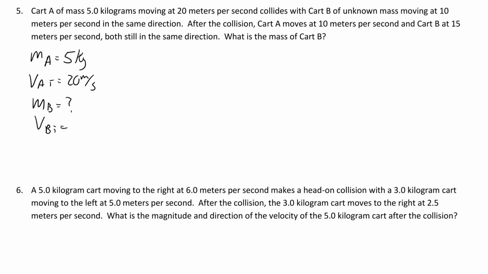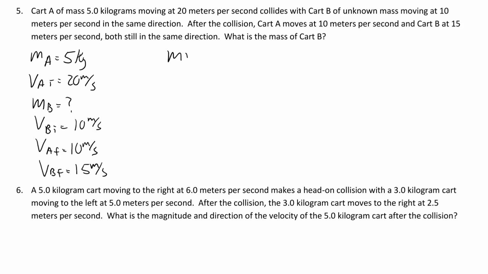This would work out if you make them both negative. It's just that you're assuming they're moving in the negative direction. But we're making it positive just because we want to be positive people. After the collision, cart A moves at 10 meters per second, so the velocity of A after the collision is 10 meters per second. And cart B at 15 meters per second, so VBF is 15. Both still in the same direction. That's nice. What is the mass of cart B?